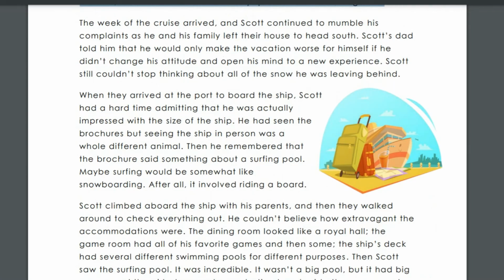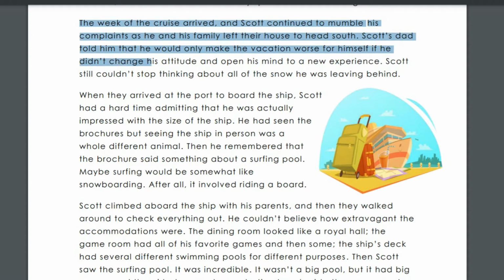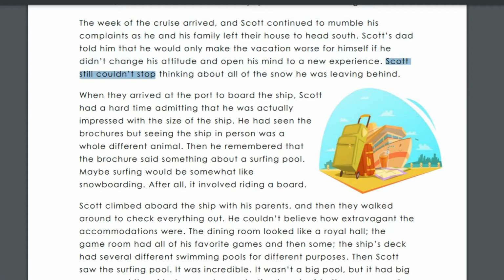The week of the cruise arrived, and Scott continued to mumble his complaints, and he and his family left their house to head south. Scott's dad told him that he would only make the vacation worse for himself if he didn't change his attitude and open his mind to a new experience. Scott still couldn't stop thinking about all the snow that he was leaving behind.